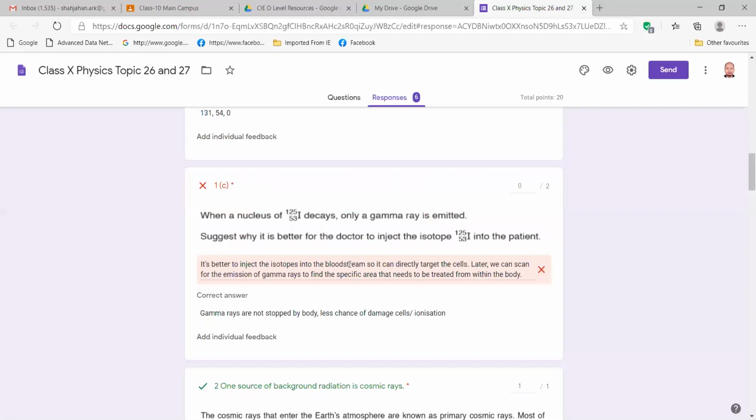This is one point. Another point is gamma rays have high penetrating power. We know their speed is the speed of light, right? So they are not stopped by the body. They can go through the body, from any of the organs. That's why gamma rays are useful here. So you can write these 2 points here. You have the script with you. Just write here 1C, correct answer. These 2 points.